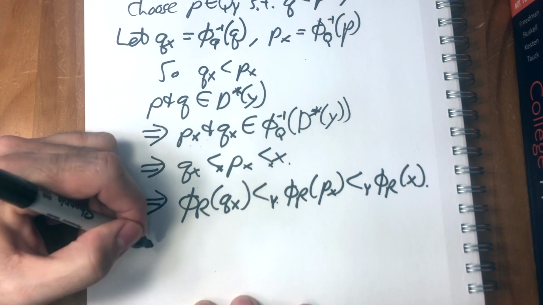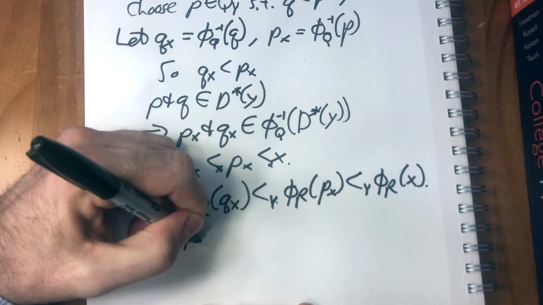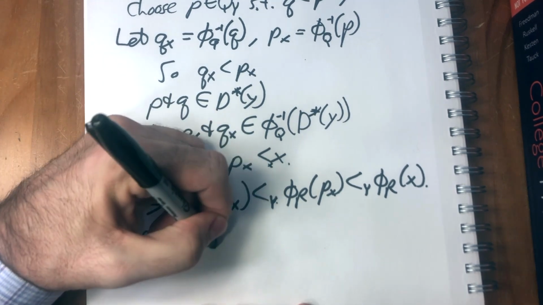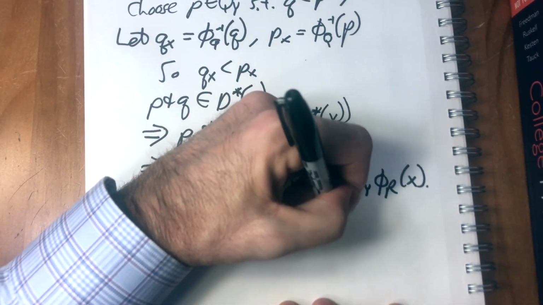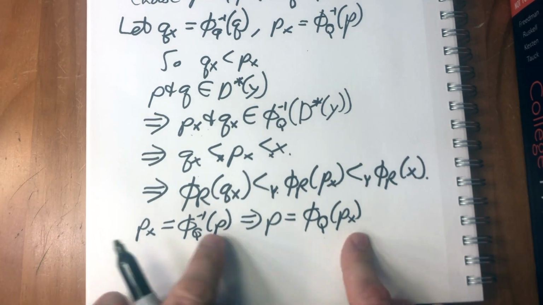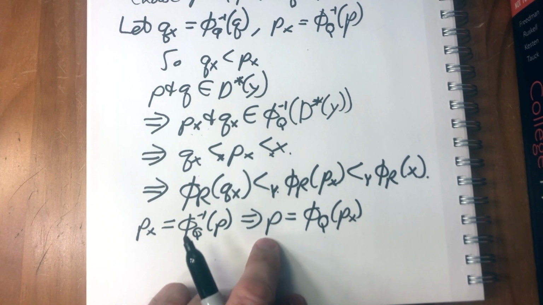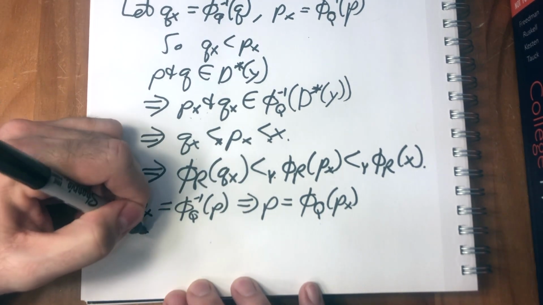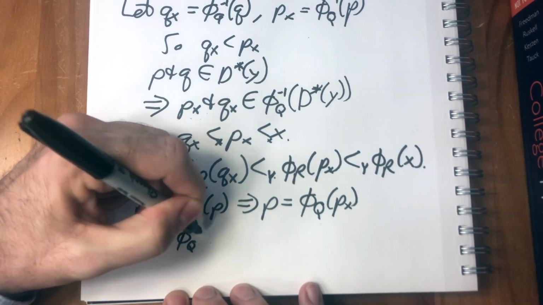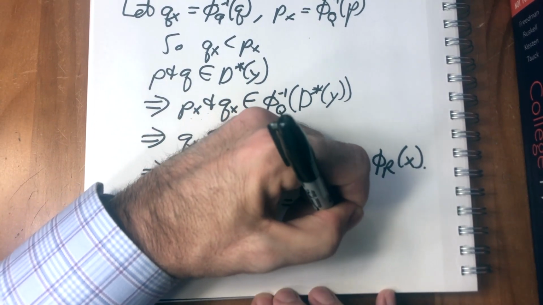So the definition of an inverse function says that if px equals phi q inverse of p, then that implies that p equals phi q of px. You're just flipping it from one to the other. If you take phi q of both sides, then p equals phi q of px. Same thing is true of qx. So qx implies that q equals phi q of qx.